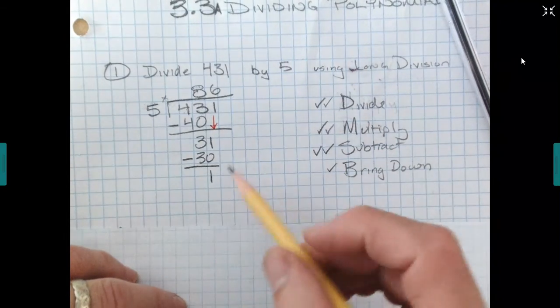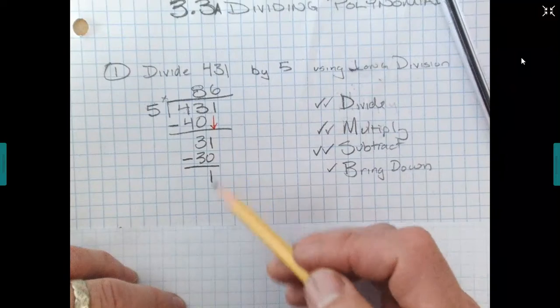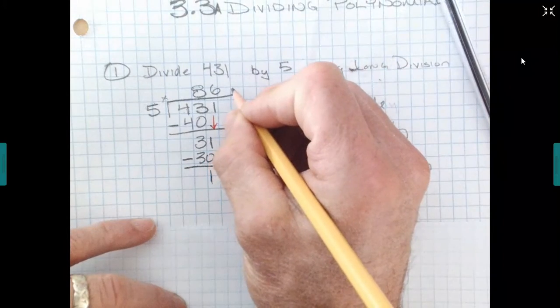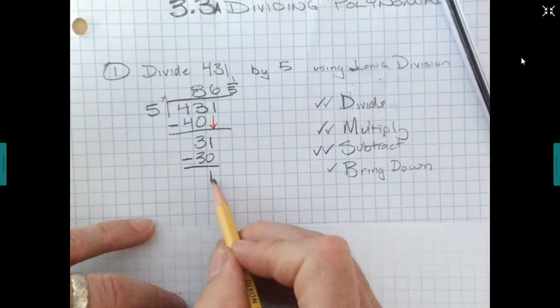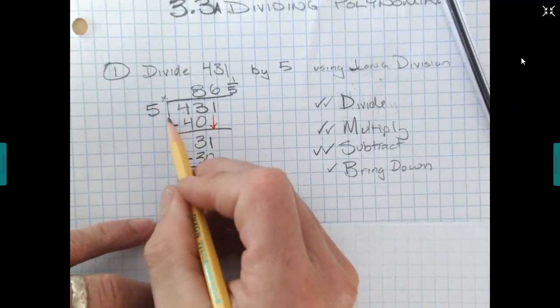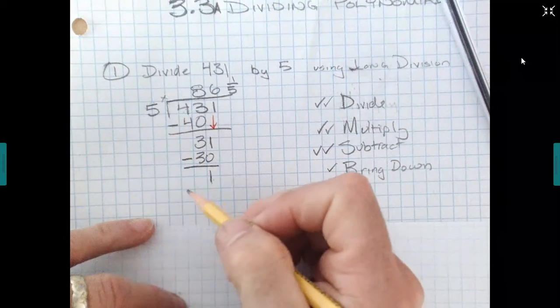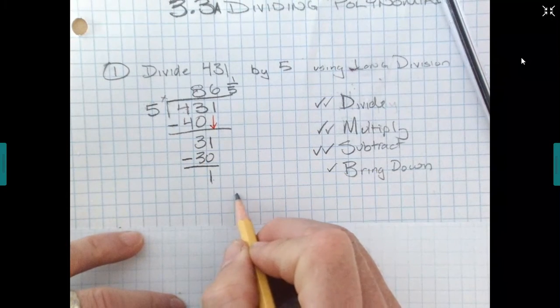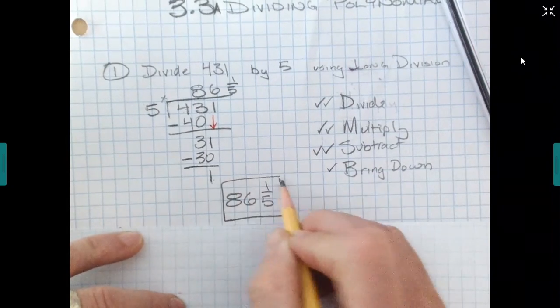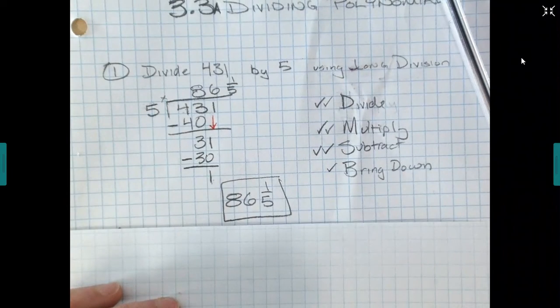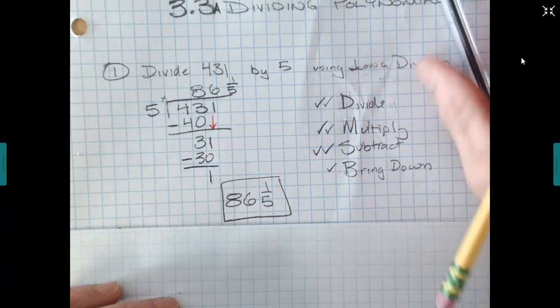However, we're not going to put R1. This is our remainder, which is 1 over 5. It's 1 over 5 because this is what we're dividing everything by, right? So it's 1 over 5. So our answer is 86 and 1/5. So that's how we divide. Just do long division.